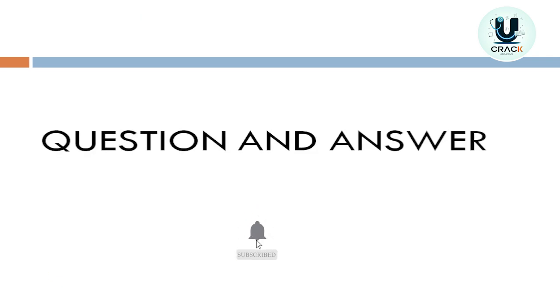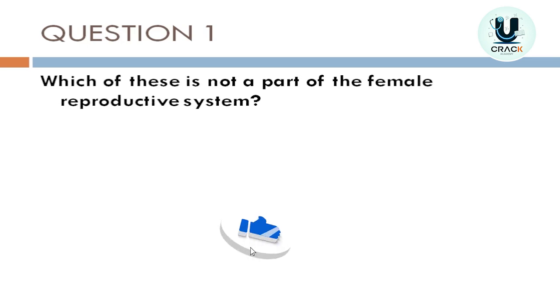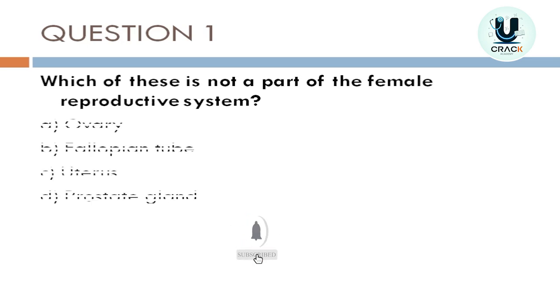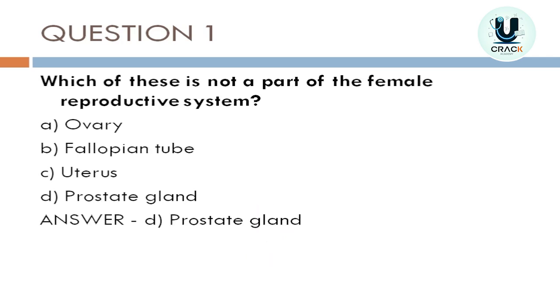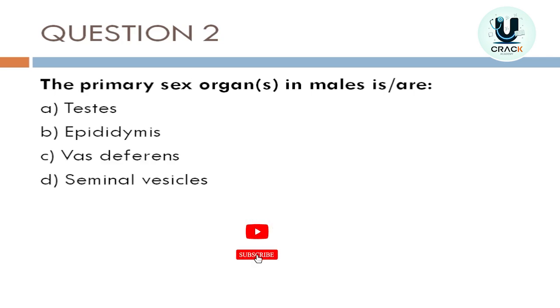Followed by question and answer. Question number 1. Which of these is not a part of the female reproductive system? A. Ovary, B. Fallopian tube, C. Uterus, D. Prostate gland. Answer: prostate gland. Question number 2. The primary sex organ in male is A. Testis, B. Epididymis, C. Vas deferens, D. Seminal vesicle. Answer: A. Testis.